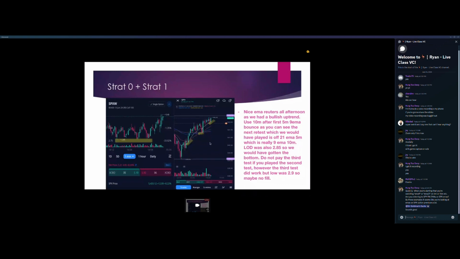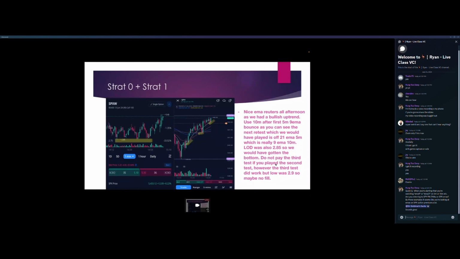Lower day was also 285, so you put your order at 2.9 or 285, and we would have gotten the bottom because it reversed at the lower day, which is strat 1. You see here reversed. We got a nice, beautiful candle, and we hit a high day. So this was 285 to 5.4, so almost 100%. And then this is supposed to say play.